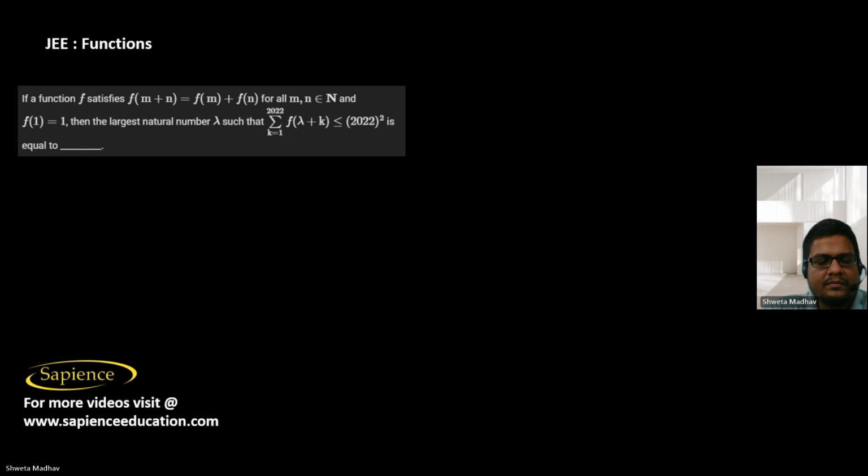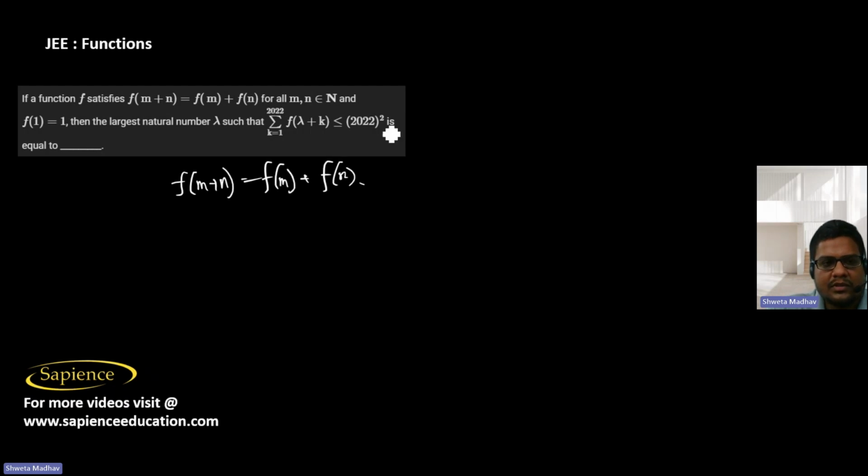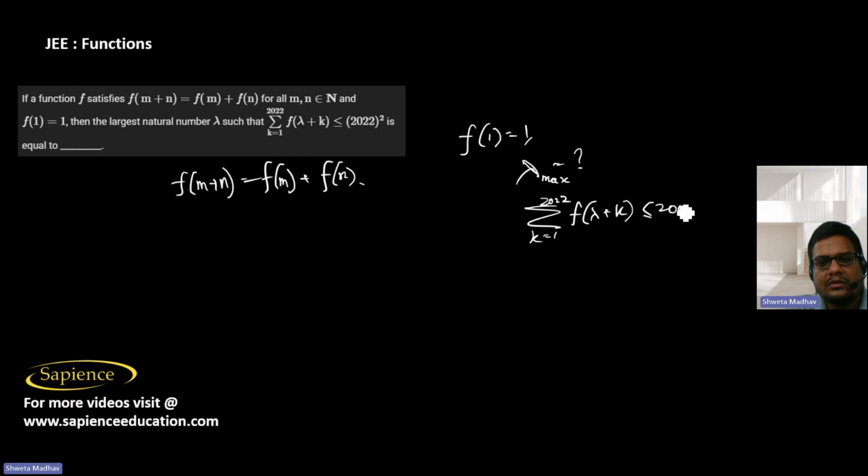Then it is told that a function satisfies f of m plus n equal to f of m plus f of n for all m, n belongs to N, and f of 1 equals 1. Then the largest natural number lambda. So we have to find the maximum value of lambda such that the summation k goes from 1 to 2022 of f of lambda plus k is less than or equal to 2022 power 2.